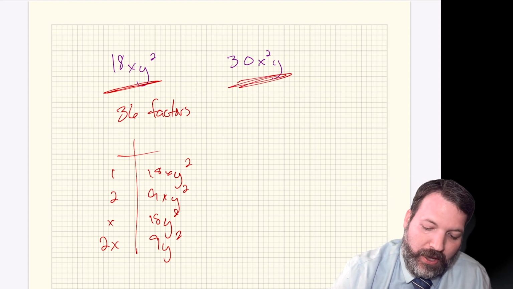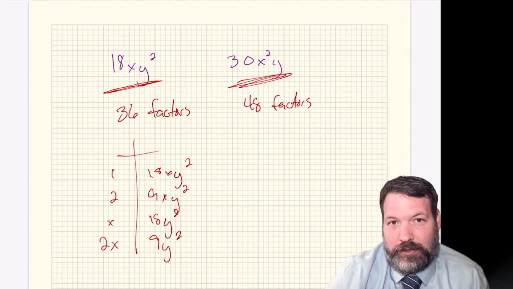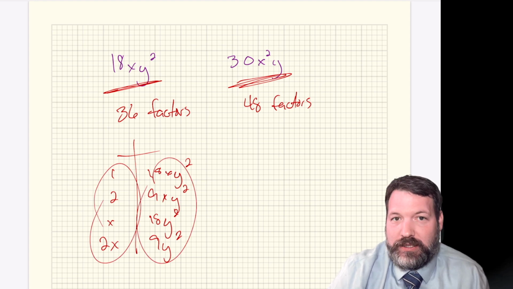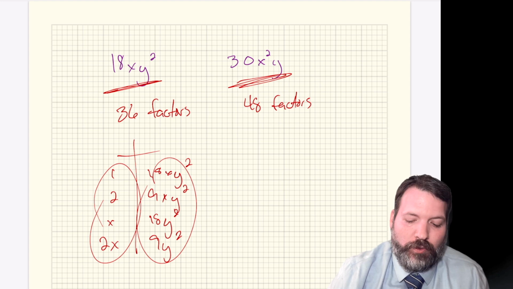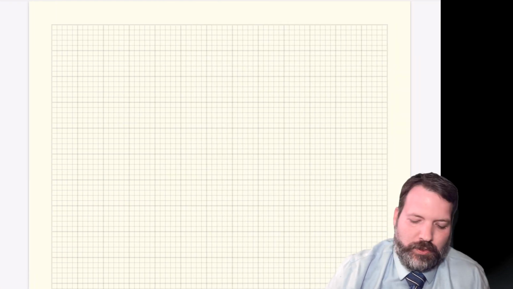Same thing with 30x squared y. In that case, we actually end up with 48 factors. How is it that I know, without actually listing them all out, that 18xy squared has 36 factors, or 30x squared y has 48 factors? Let's consider just some numbers. It's a little bit easier, I think, to see this with some numbers.